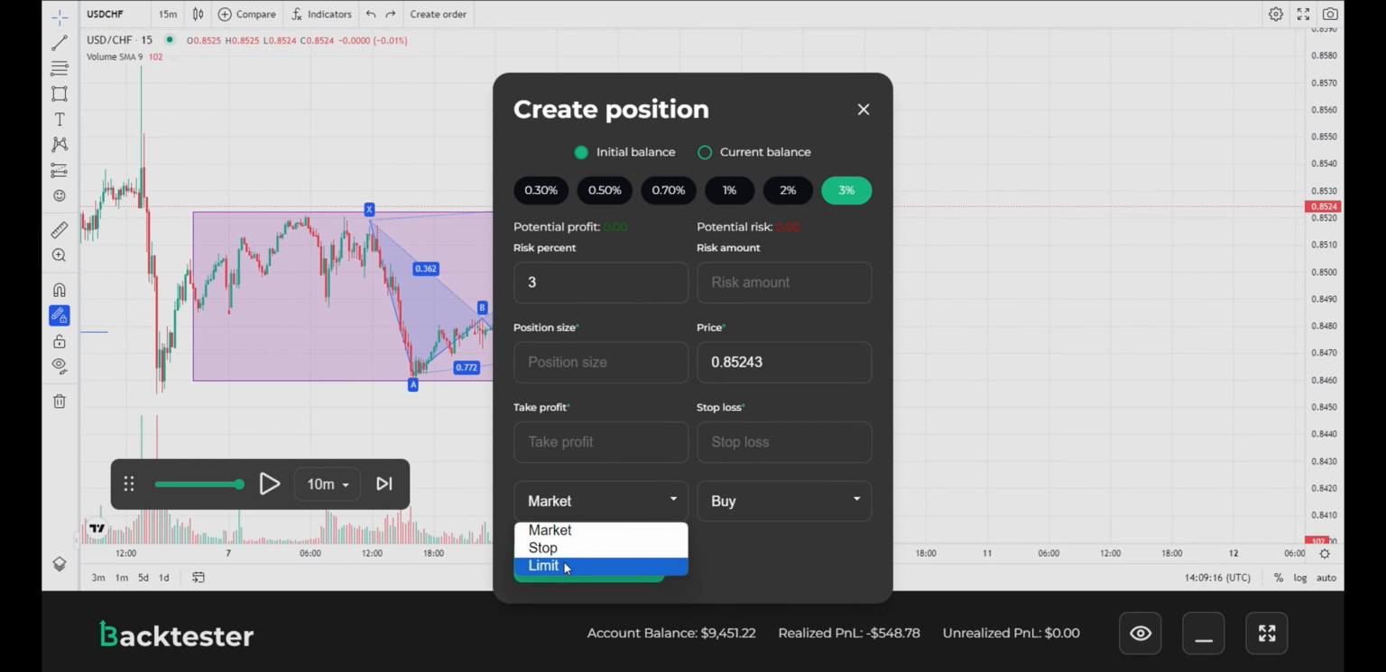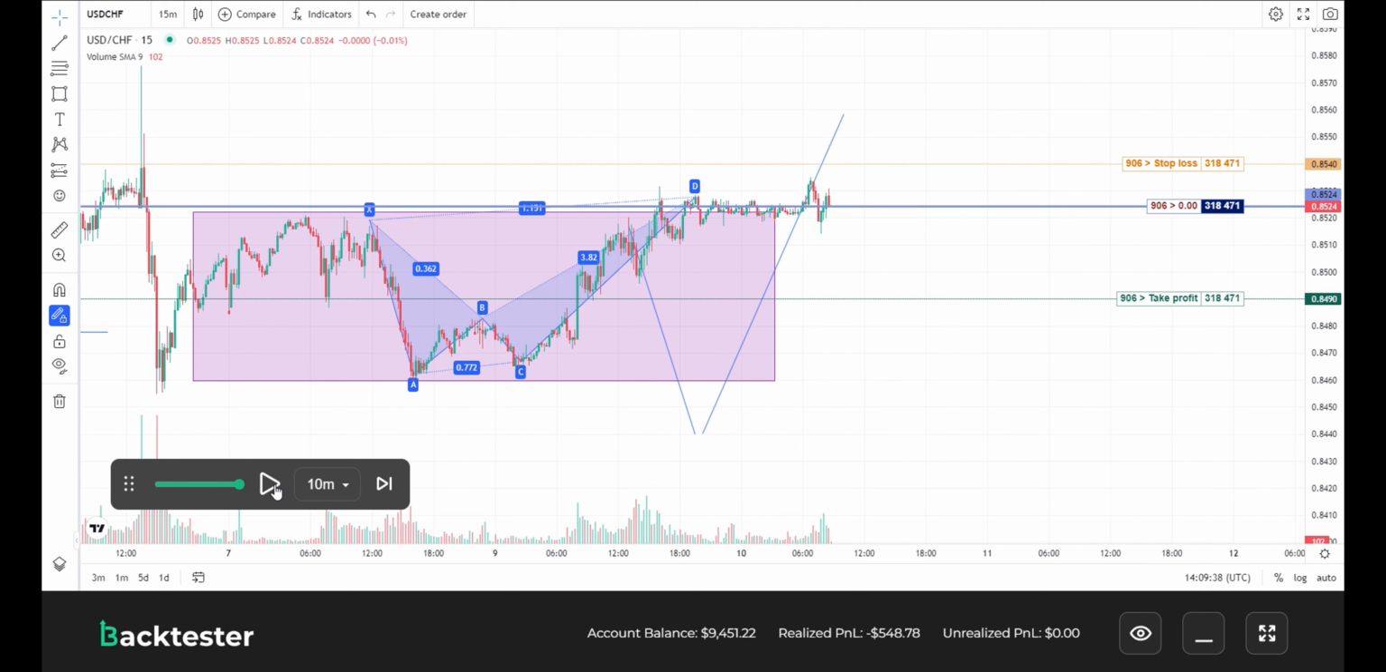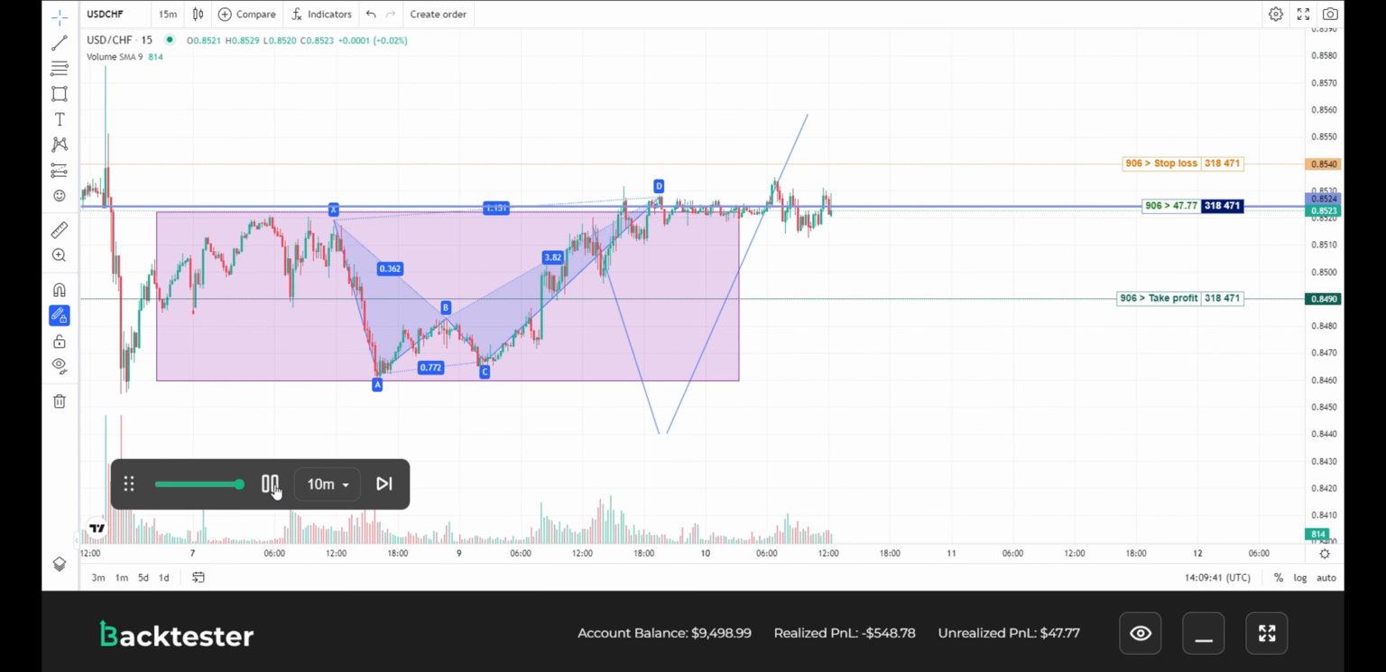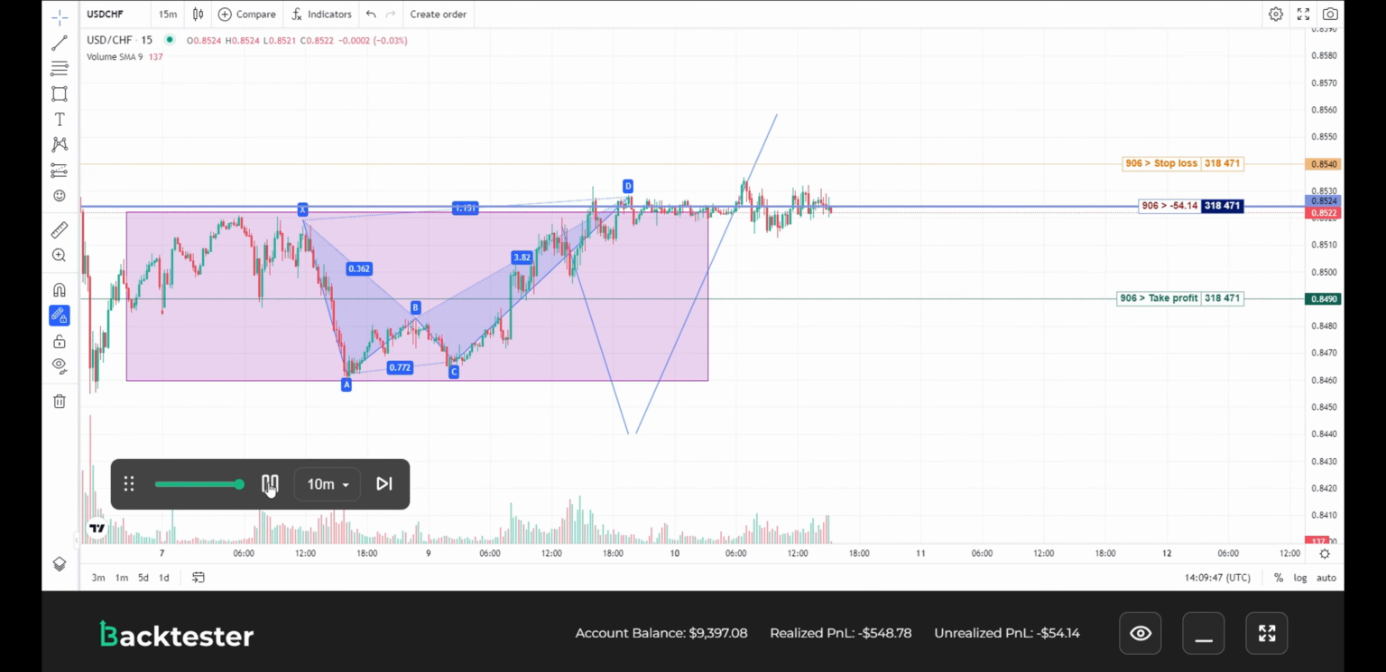So we can choose limit, market, in this case sell. Take profit should be somewhere in the middle, so in this case it's 0.4890, stop loss above the consolidation, so 0.8540, risk percentage can be 5, and we can sell. As you can see, our account balance, realized P&L and unrealized P&L.